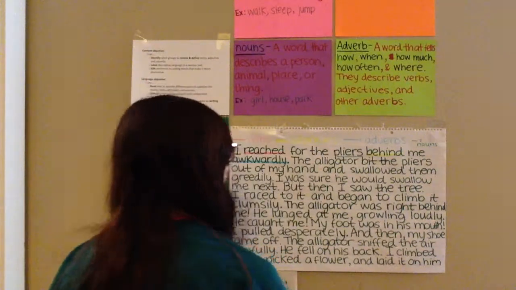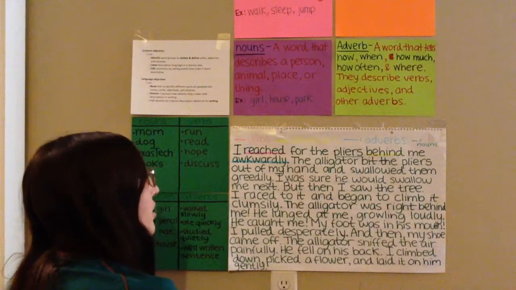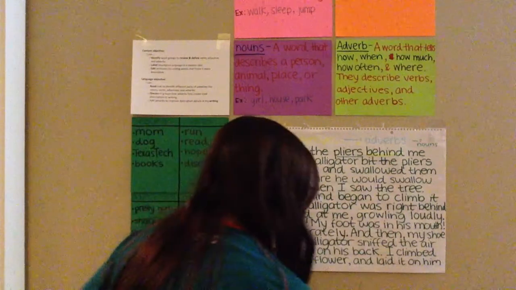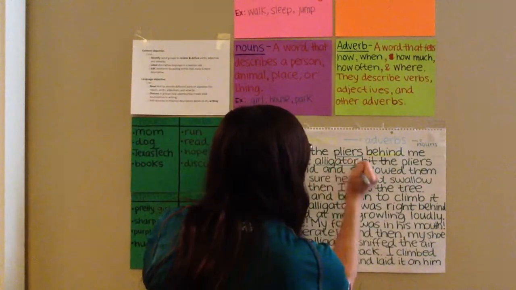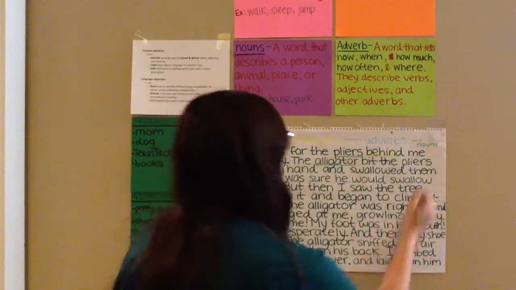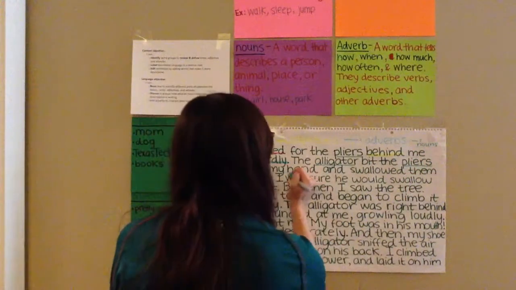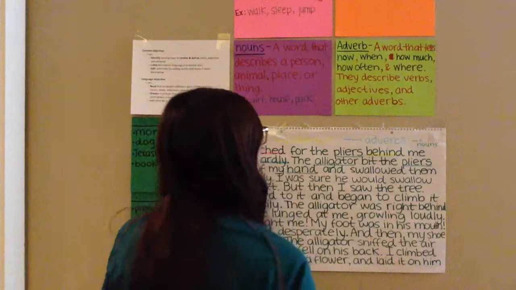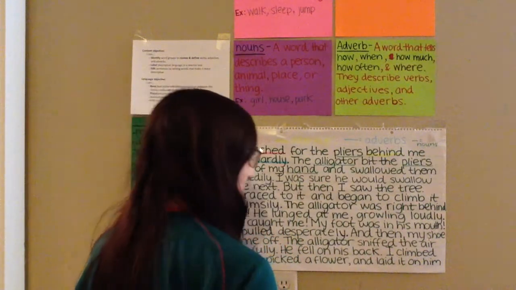Okay, next sentence. The alligator bit the pliers out of my hand and swallowed them greedily. Okay, so first I'm going to go through with nouns. An alligator is an animal. The pliers, again, are still nouns. Good. And hand is also a noun. And that is all the nouns that I have in my sentence.